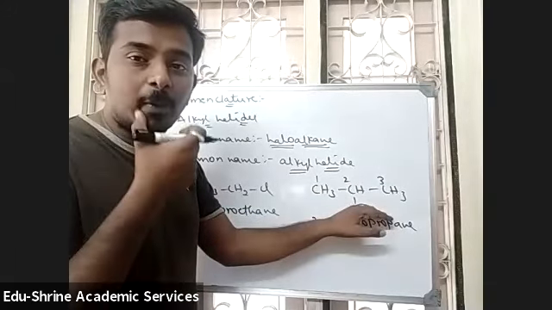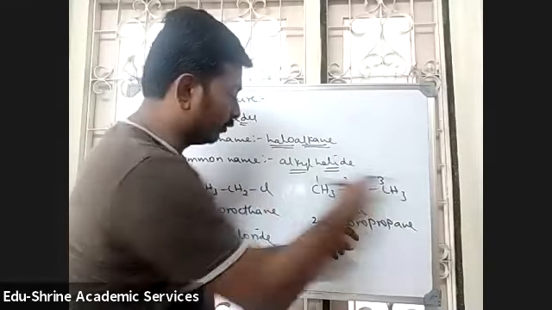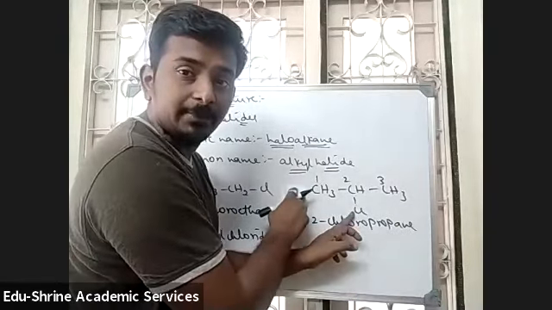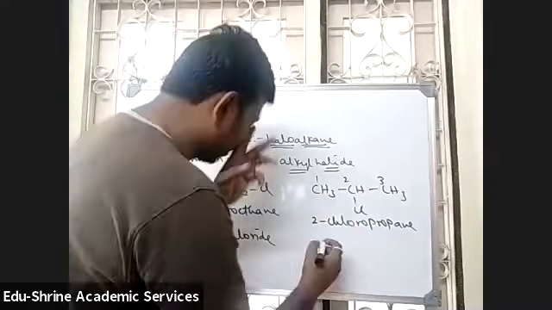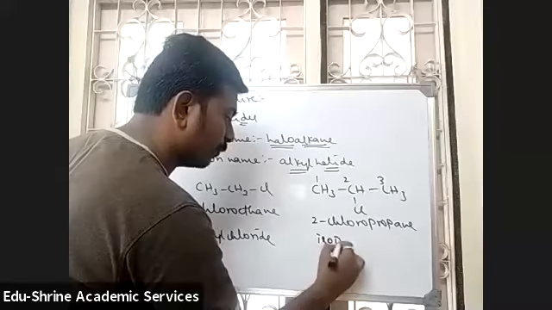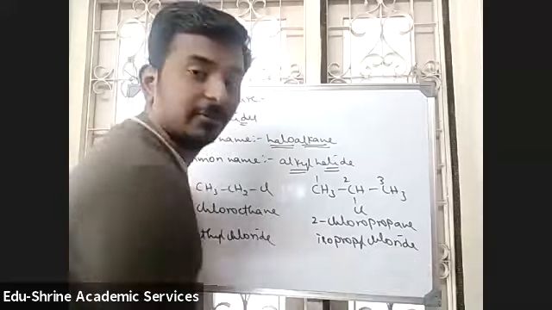Iso, it is iso. You will get N-propyl when the chlorine is present at the terminals, either on this or this. Here it is attached to the central carbon atom, so it is isopropyl, right? So the common name of this is isopropyl chloride. That's why I said to revise it from the first view.